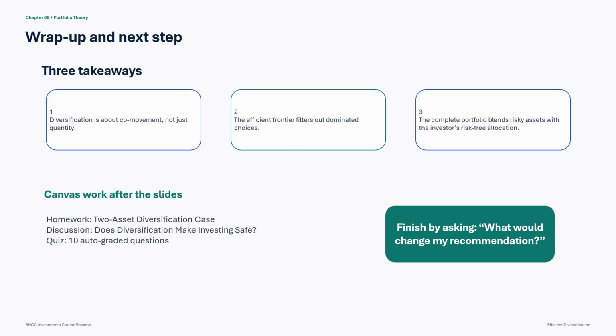Finish with the most useful question in portfolio management. What evidence would change my recommendation? If the answer is nothing, that is not conviction. That is a warning label.